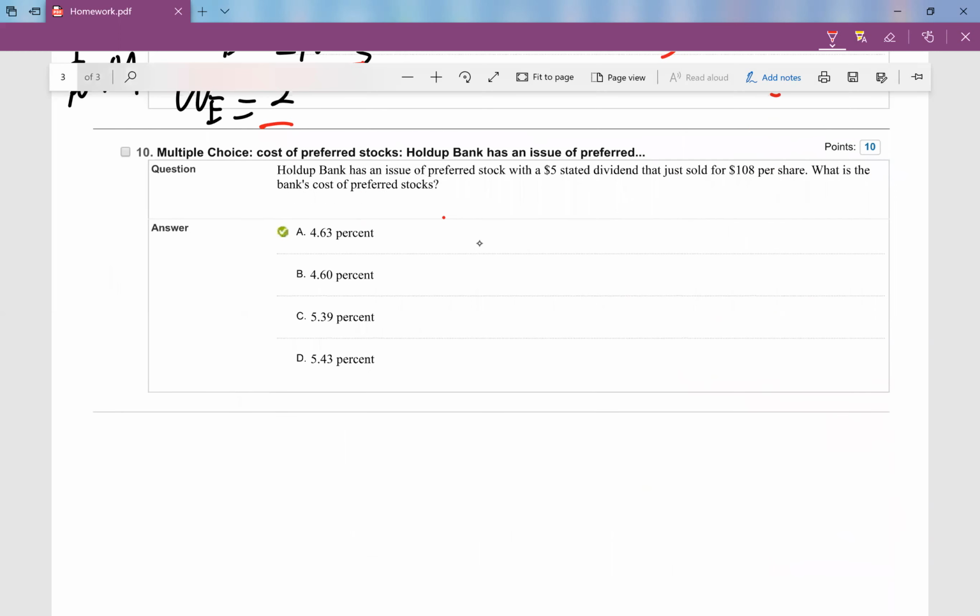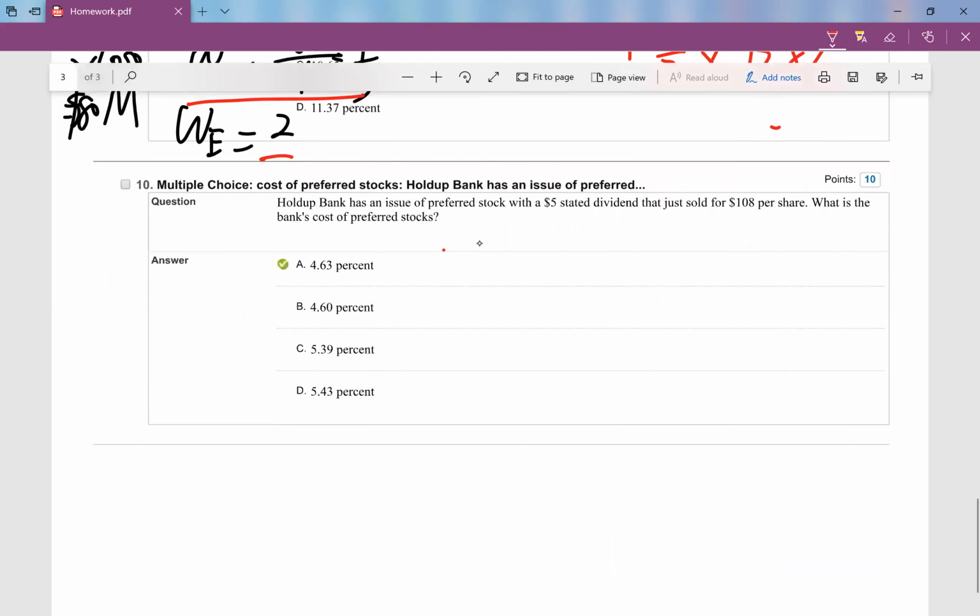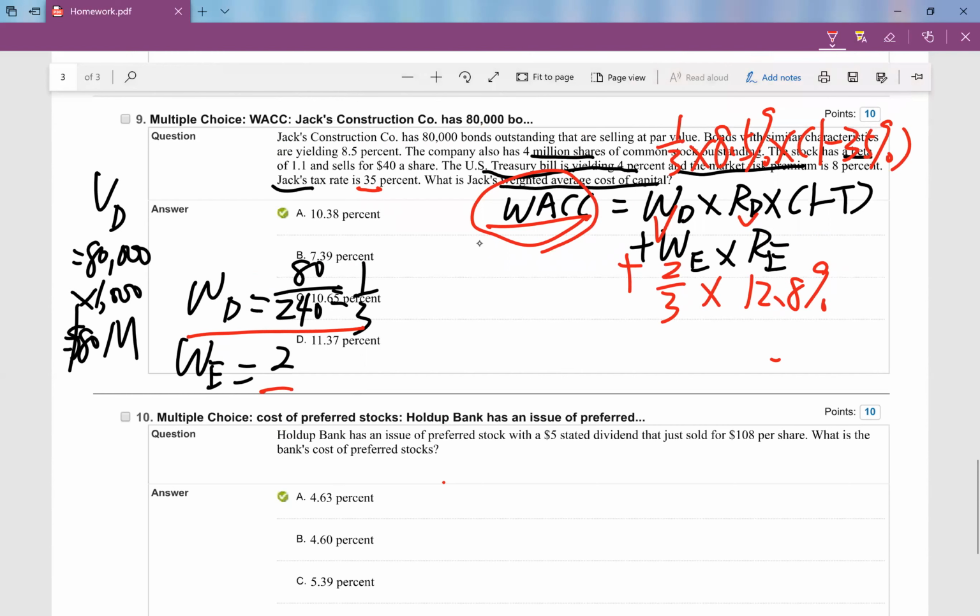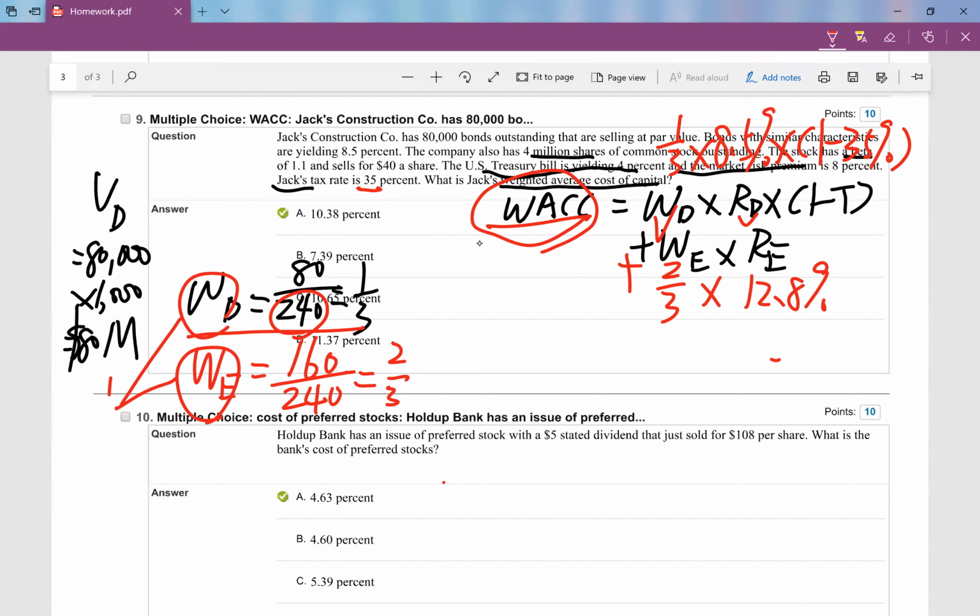Professor, can I ask you a question just to make sure before you go? Sure. Why is the WE 2/3? Sure, WE is the weight of equity, but the equity value is 160, over the total value of the capital, 240. So that's the 2/3. Also, the weight of debt plus the weight of equity must equal 1, because they are totally equal to 100%. So the weight of equity can also be solved as 1 minus the weight of debt, which is also equal to 2/3. Sorry, my bad. Thank you. You're welcome.